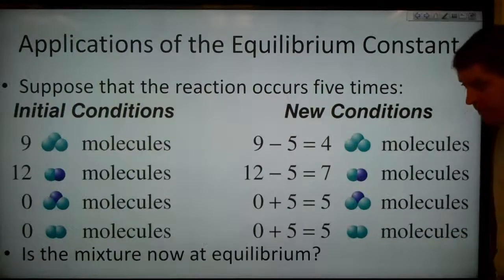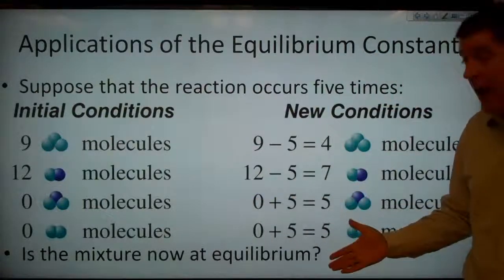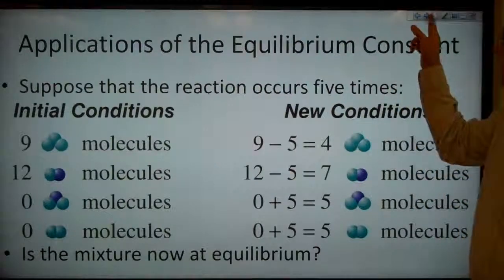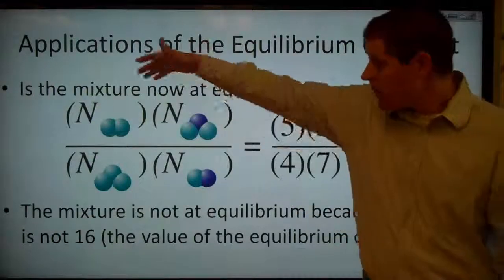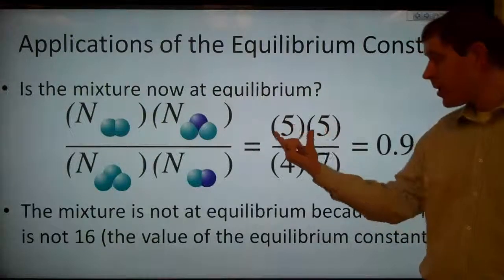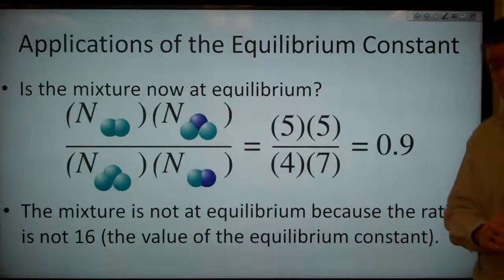We started out with 0 of our 2 products, and that means that we'll end up with 5 molecules of each of our products. So, now we want to know, is the mixture at equilibrium after this 5th reaction? Well, we can plug in our numbers. We know we've got our N values. Let's plug them in. So our products each have 5 molecules, and our reactants have 4 and 7 molecules respectively.